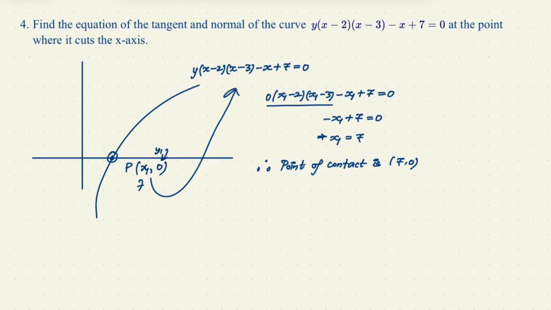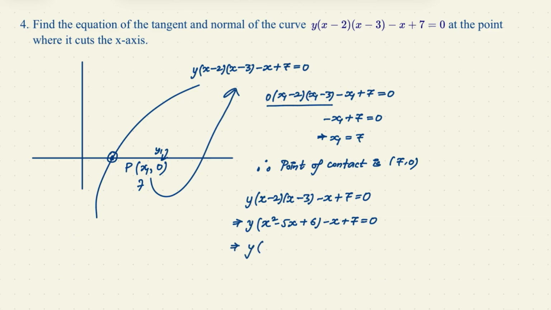Now let us differentiate the given equation of the curve, which is y into, so if I multiply (x minus 2) and (x minus 3) in the next line, then I'll have y into (x squared minus 2x minus 3x will be minus 5x, and minus 2 times minus 3 is plus 6) minus x plus 7 equals 0. Now let us differentiate using the product rule.